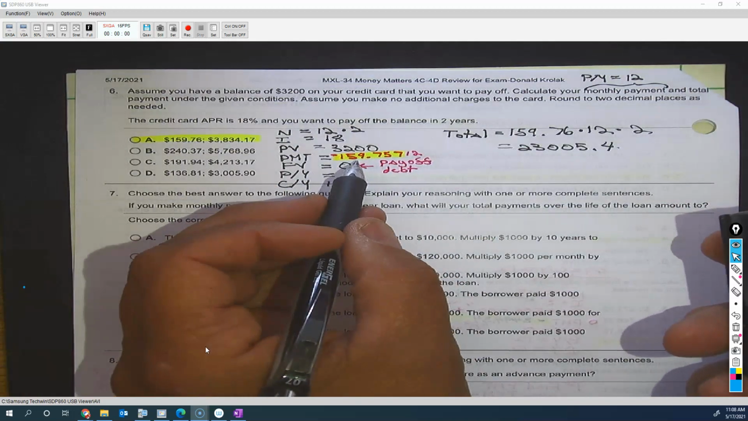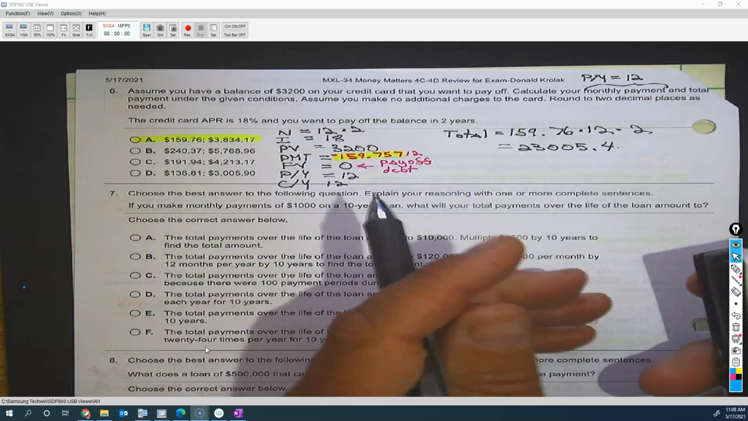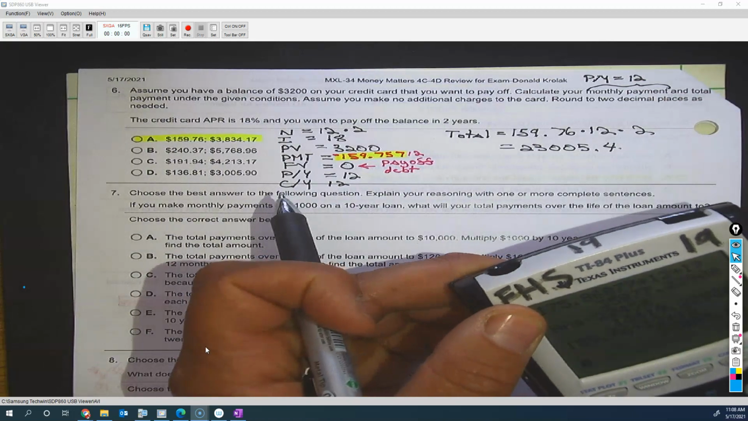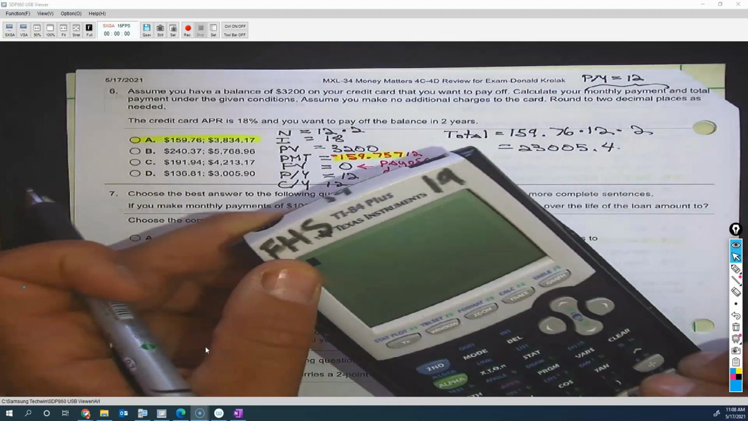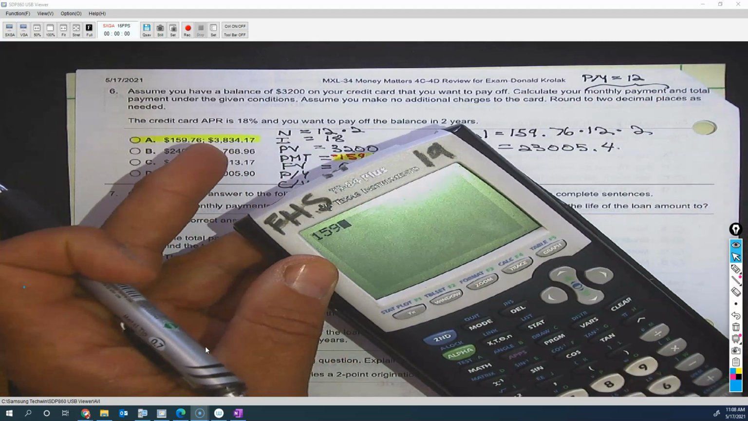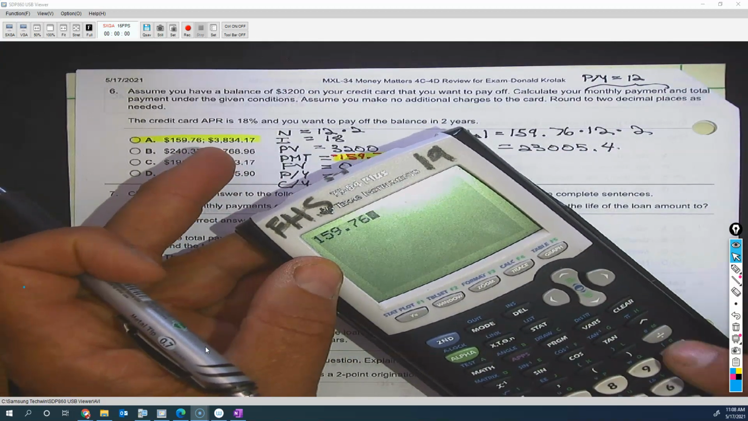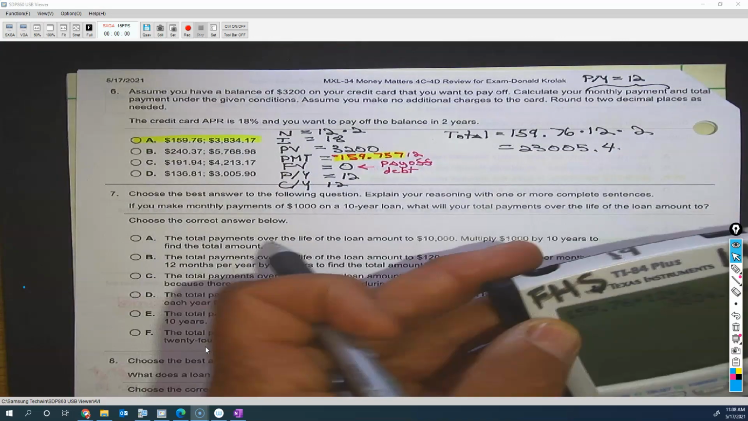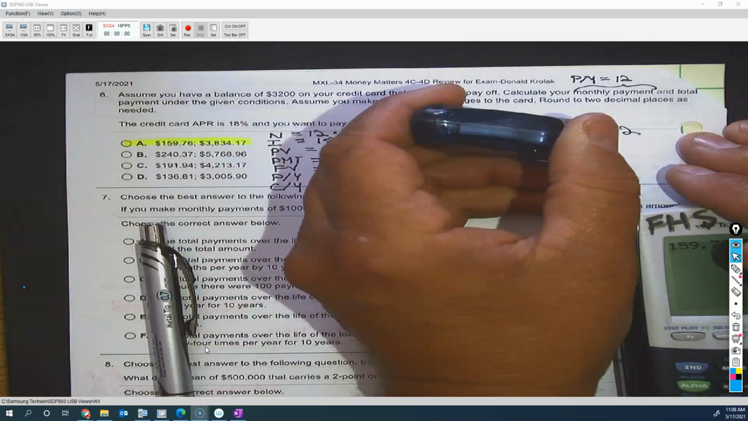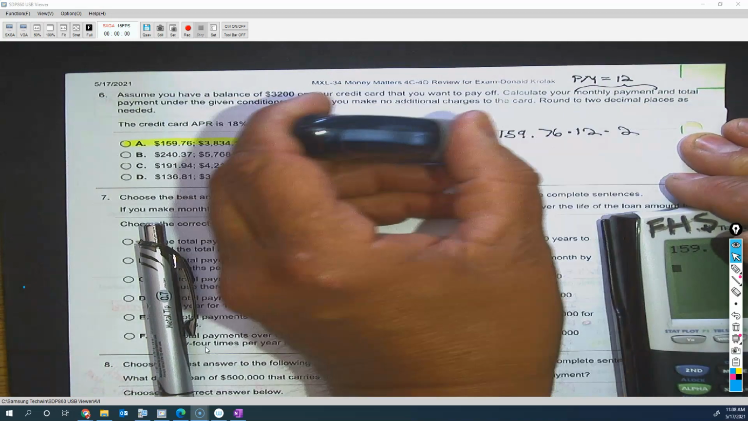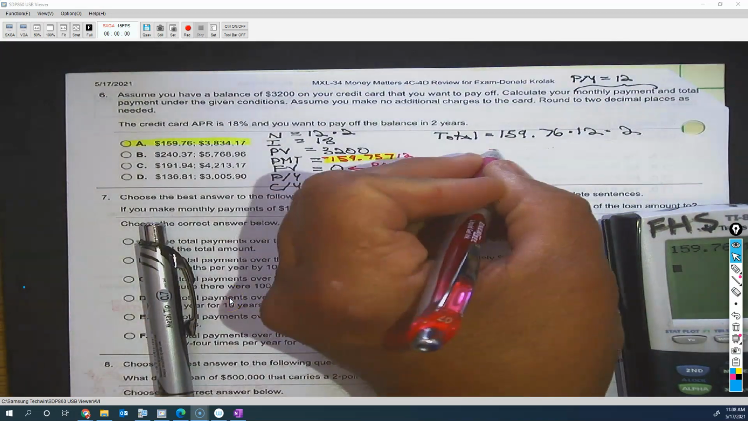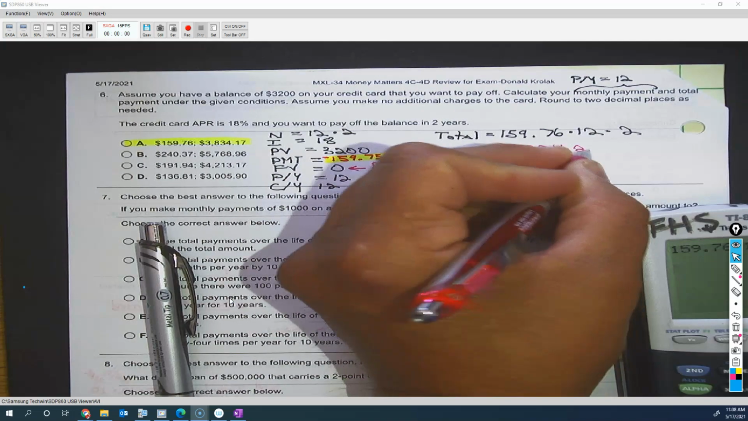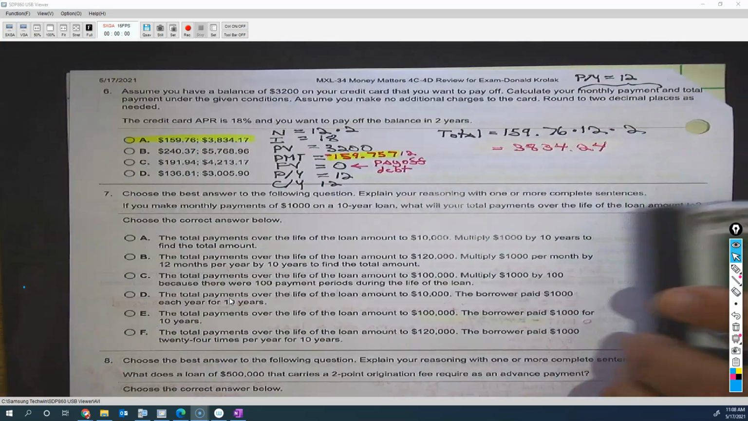Uh-oh, something's not right. Let's see, what did I do? Clear. Oh, I did 12 times 12. Okay, let's try that again. 159.76 times 12 times 2. There we go. Equals 3,834.24.